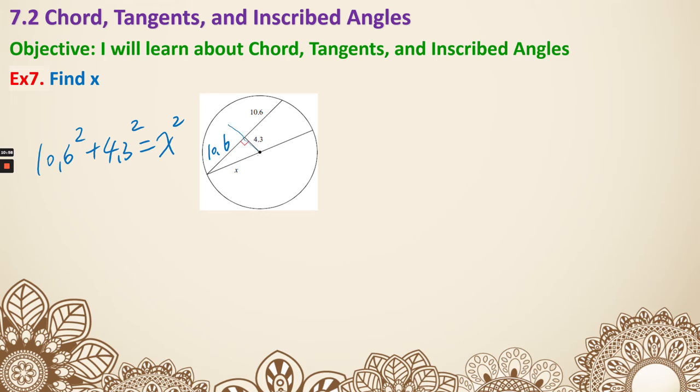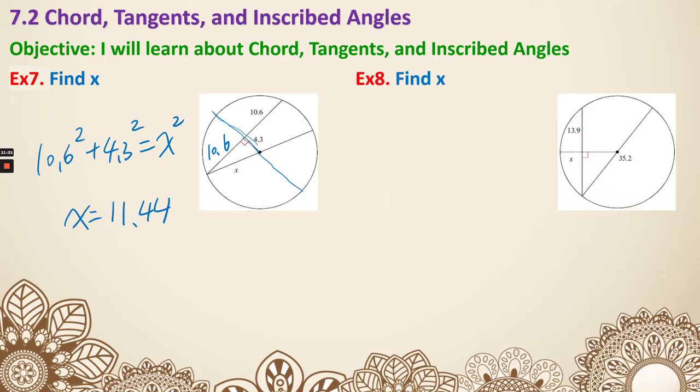So that means if I actually extend that portion, it is going to be a diameter, which means for sure we can use the Chords theorem. We know the diameter is perpendicular to the chord, so that means we can actually use the Chords theorem to conclude. So after solving, x is going to be 11.44. That's example 7.